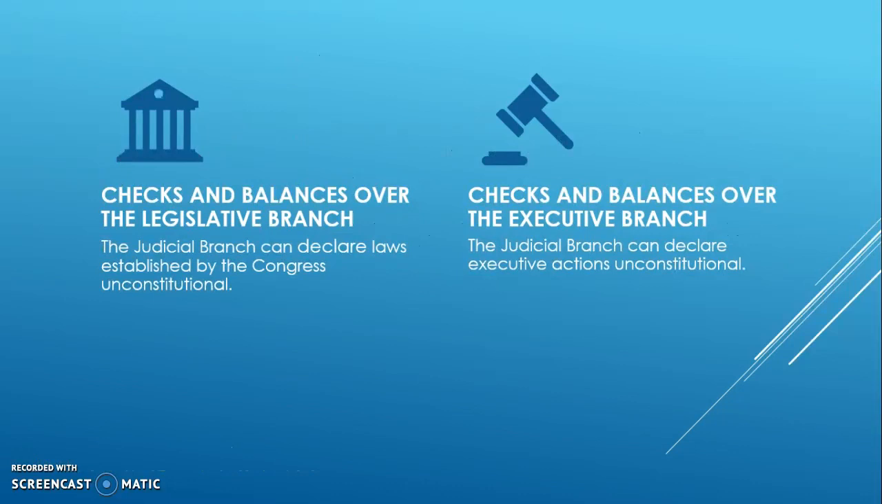Checks and balances over the legislative branch include: the judicial branch can declare laws established by the Congress unconstitutional. Checks and balances over the executive branch include: the judicial branch can declare executive actions unconstitutional.